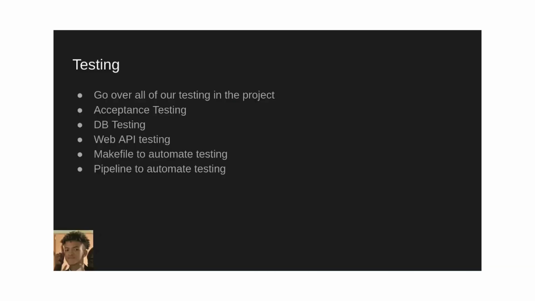Now we can go to the section of testing, which will just be about me showing you all the tests in our project in more detail: the acceptance test, database test, and the web API test, as well as the usage of our makefile to automate testing, as well as the pipeline and how it automates testing. So now let me just switch over so I can show you the tests.